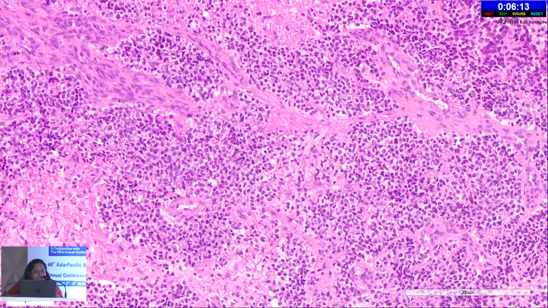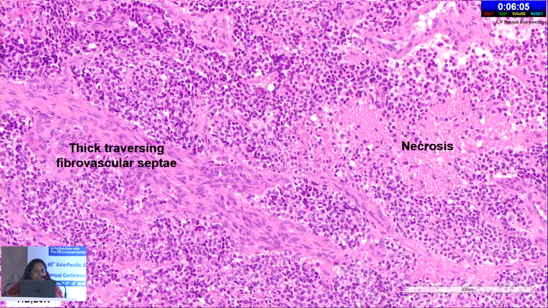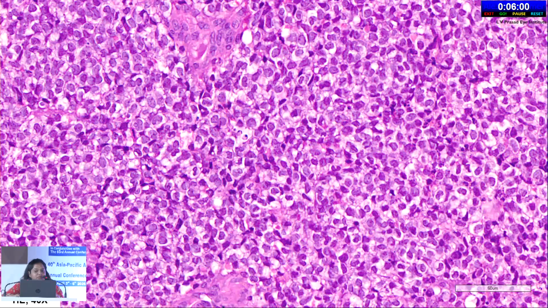This was the HPE of the tumor, where we have a more or less monomorphous round cell population with traversing thick fibrovascular septae and necrosis. The lesional cells were round with moderate pale eosinophilic cytoplasm and a round hyperchromatic nucleus. There were occasional mitoses seen.